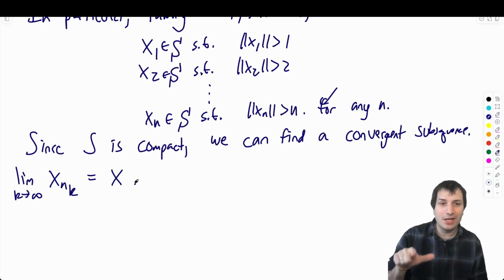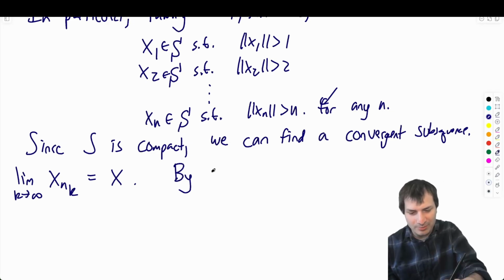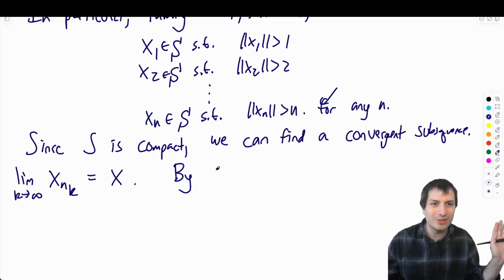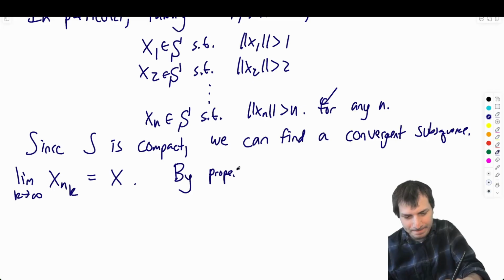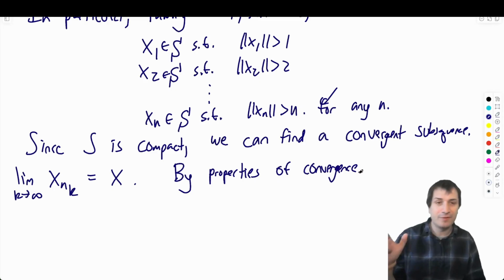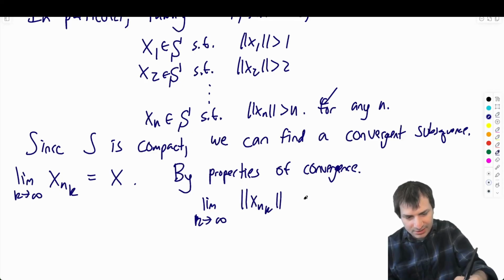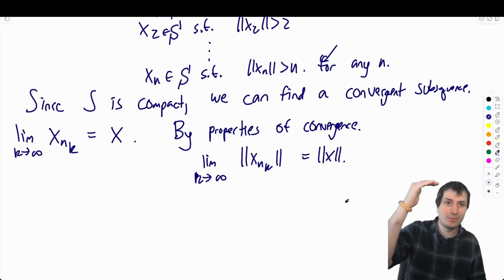When you have a limit, the norms will also converge. I think that was an exercise from before. By properties of convergence, you could prove this as a separate lemma. It's actually, I think, almost trivial using the triangle inequality. But let's just say by properties of convergence, if the limit of the x_{n_k} is x, the limit of the norms is also respected. So the norm of x_{n_k} converges to the norm of x. Because of the limit, the norms have to converge.